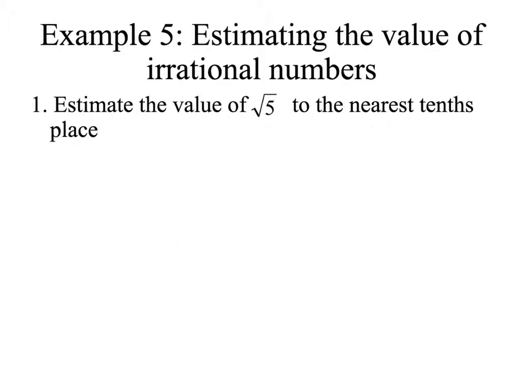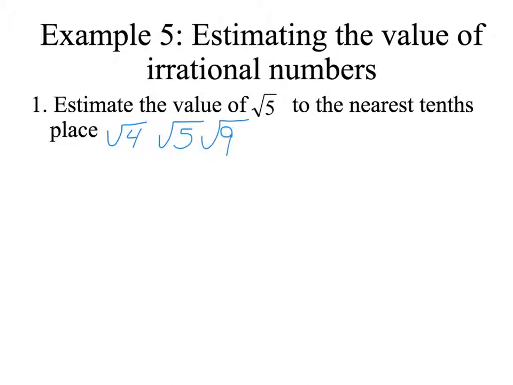I want to estimate the value of the square root of 5 to the nearest tenth place. So I'm going one number past the decimal point. If you remember from yesterday when we did it to the nearest whole number, we picked the perfect square that fit on each side. So on one side of the square root of 5, I have the square root of 4. On the other side of the square root of 5, I have the square root of 9. Those are the perfect squares on either side.